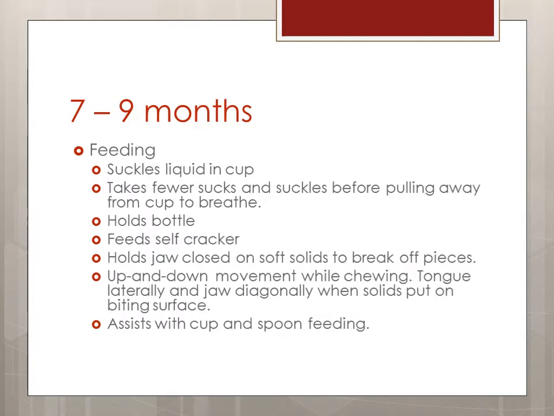For feeding skills at 7 to 9 months old, they're going to suckle liquid in a cup. They take fewer sucks and suckles before pulling away from a cup to breathe. This age, they should be able to hold their bottle independently. They can start to feed themselves small crackers. They can hold their jaw closed on soft solids to break off pieces. So this is where we see that they can kind of break little pieces of some of those really soft, like baby mum crackers or something like that. They have up and down movement while chewing. Their tongue moves laterally and their jaw moves diagonally when solids are put on the biting surface. And they can assist with cup and spoon feeding.